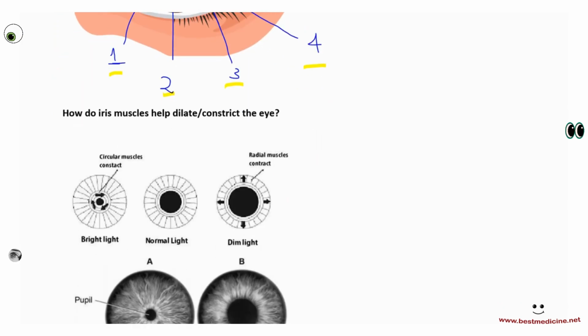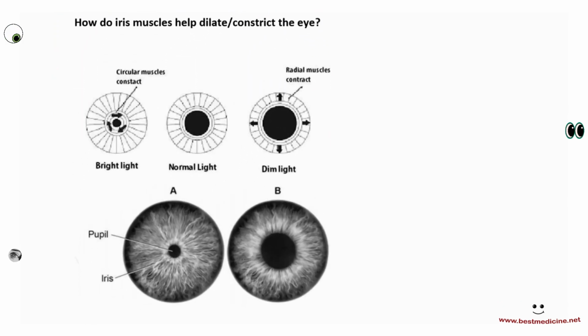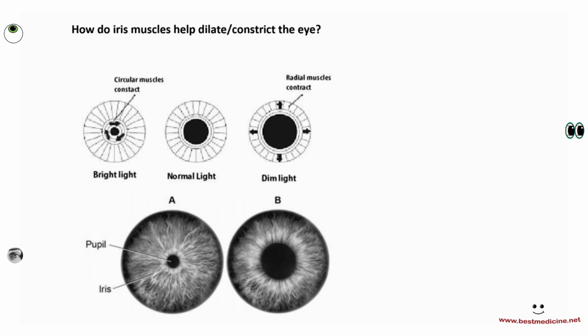Okay, so how do iris muscles help dilate and constrict the pupil? Remember, the iris contains 2 kinds of muscles: circular muscles and radial muscles. The circular muscles, as you can see here, when they contract, then the pupil is going to constrict. So when the circular muscles contract, the pupil constricts, and that is when the radial muscles are relaxing.